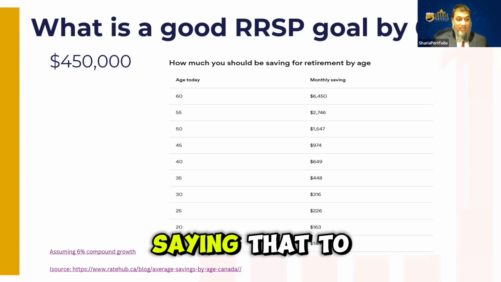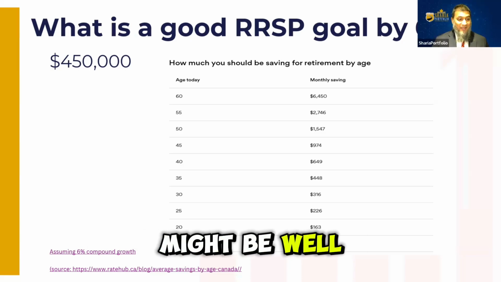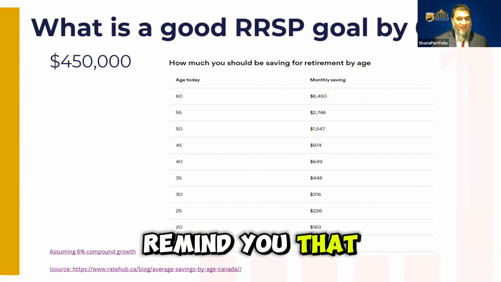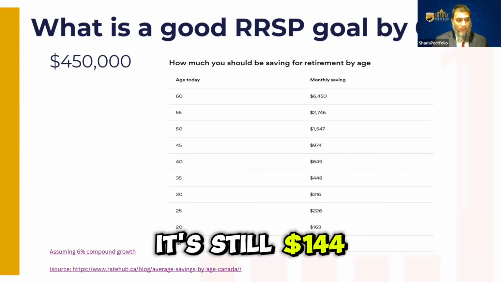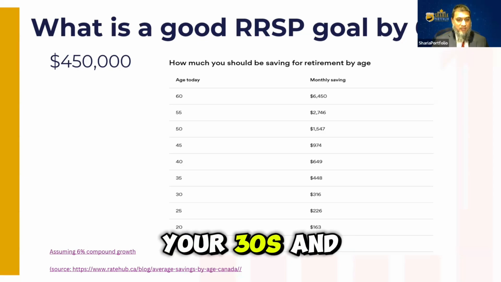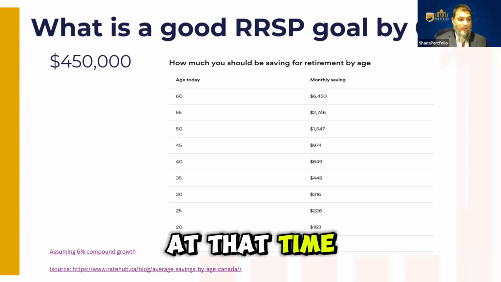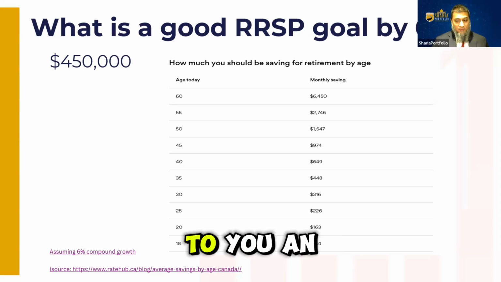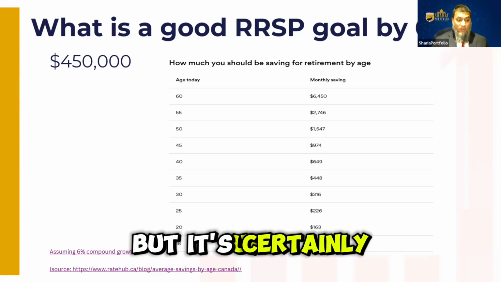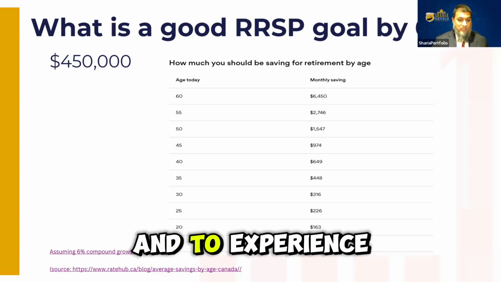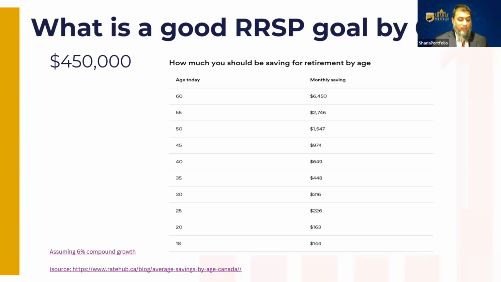Now, saying that to an 18-year-old, the response might be, well, that's a lot of money for an 18-year-old, right? But I'm going to remind you that it's still $144 when you're in your 20s. It's still $144 when you're in your 30s and 40s and 50s. It's still $144 at that time. So yes, it may be a lot to an 18-year-old, but it's certainly not a lot to a 30, a 40, or a 50-year-old. It's very, very achievable. The key is to start early and to experience that compound growth.